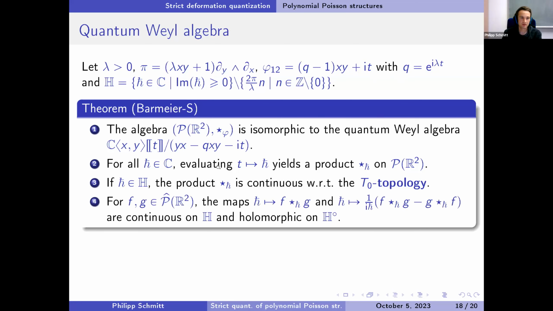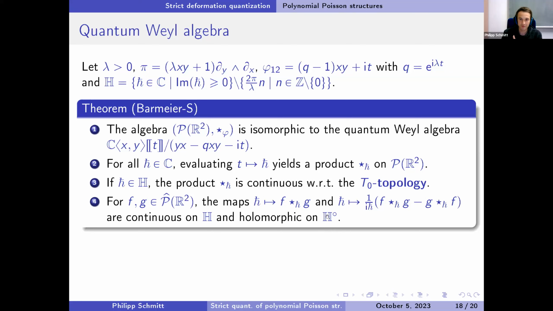Okay, and then finally, we can take two limits or consider the classical limit. What the classical limit would mean is we fix two functions in the completion and then look at the map that sends hbar to the star product of these two functions, or to the commutator divided by i hbar, extended to 0 by using the usual Poisson bracket of f and g. And then we see that these functions are continuous on H and even holomorphic in the interior.